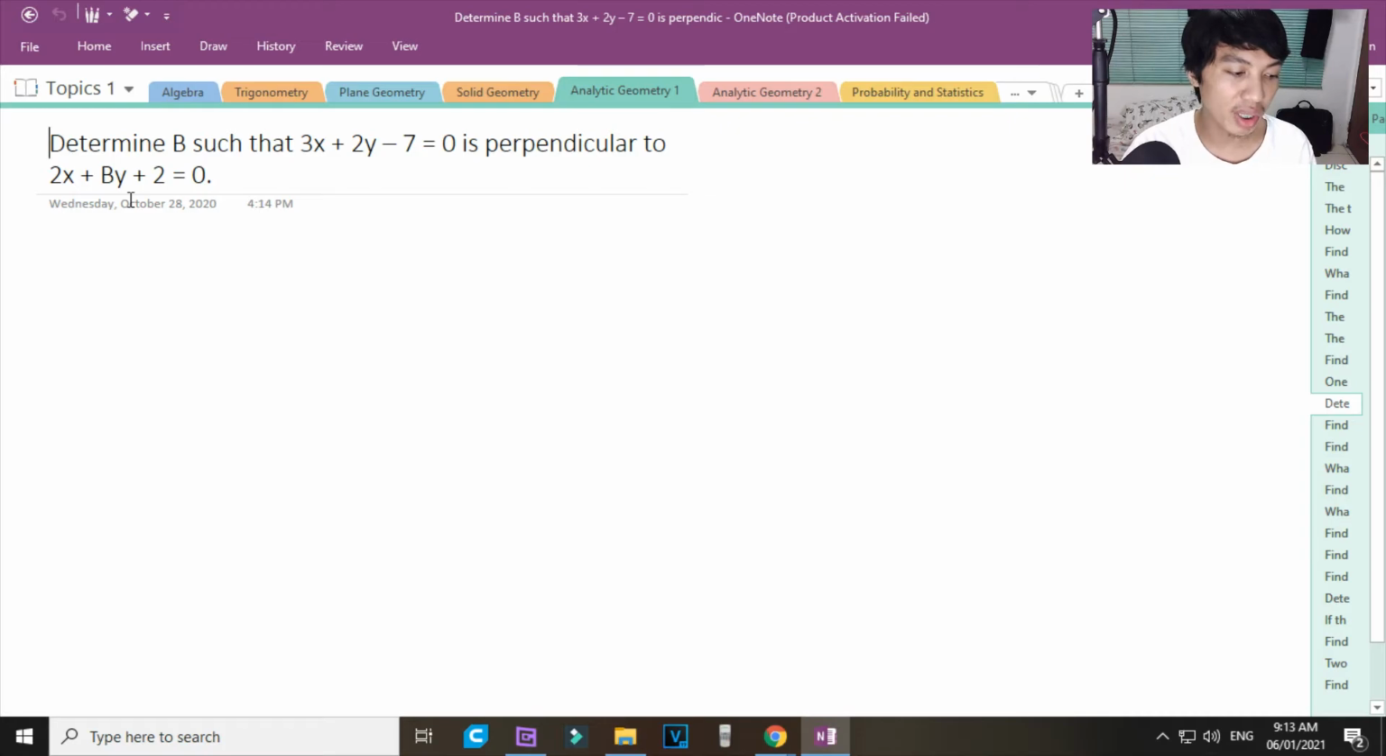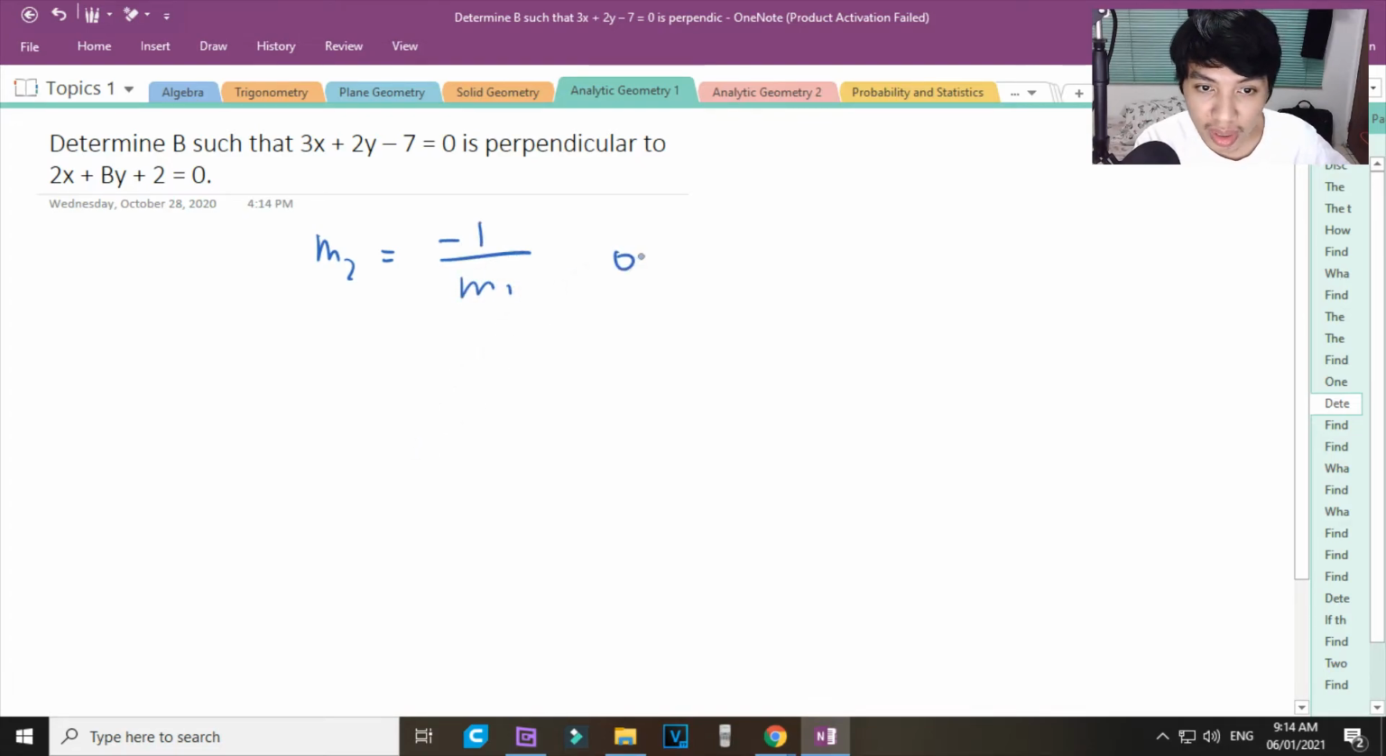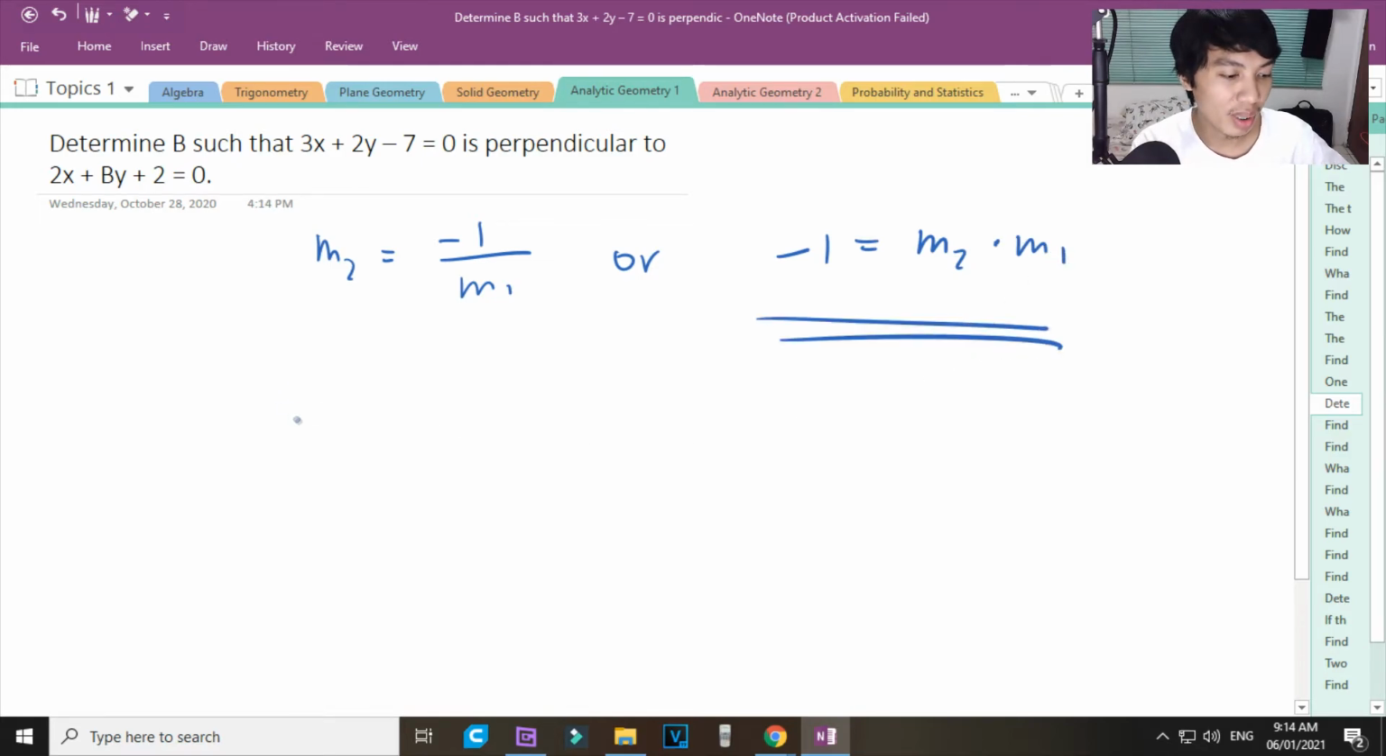Meron tayong technique diyan. Remember na ang slope mo ni M2, pag perpendicular, ay negative reciprocal ng M1. Or simply, pwede mong gawin ito: negative 1 equal to M2 multiplied by M1. Another form.